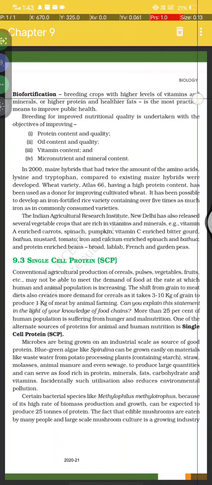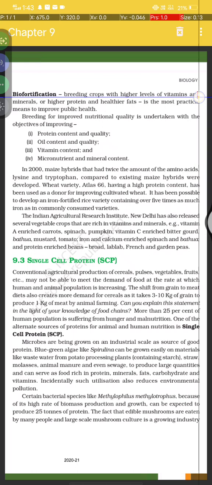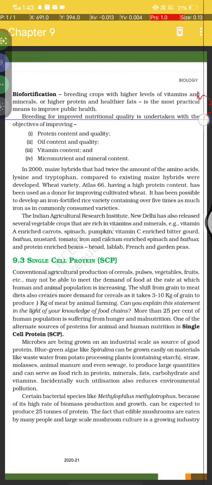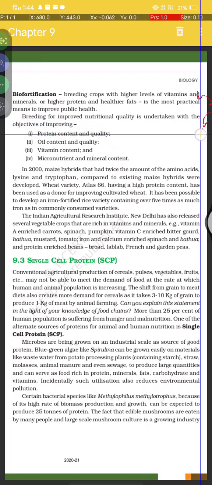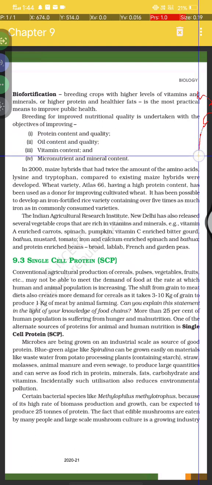Now, we will read about what biofortification is. Biofortification, crops with higher levels of vitamins, minerals, or higher proteins and healthier fats, is the most practical means to improve public health. Breeding for improved nutritional quality is undertaken with the objectives: first, protein content and quality; second, oil content and quality; third, vitamin content; and fourth, micronutrient and mineral content.